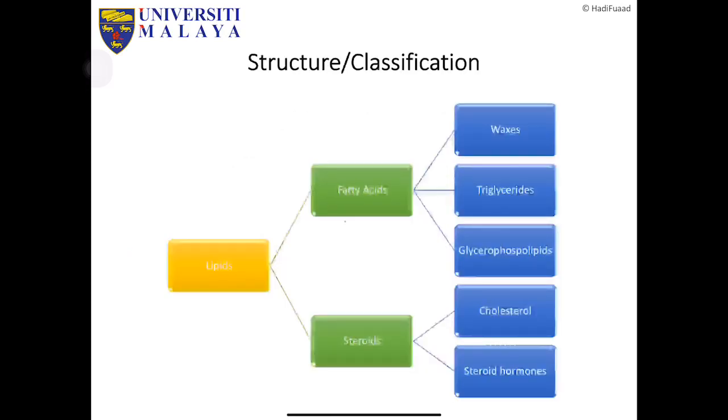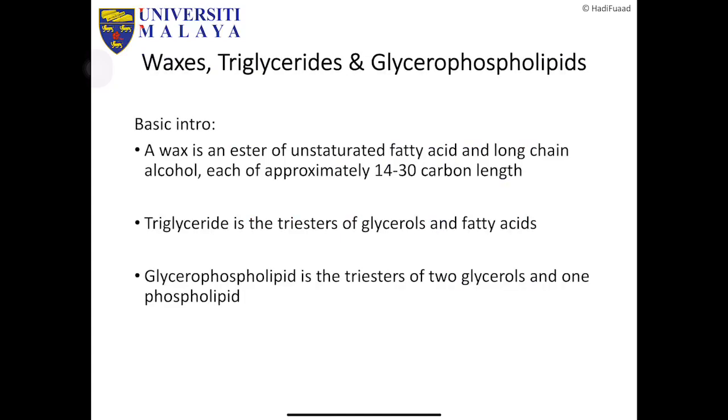All right, so we've looked at the general structure of fatty acid. Now we look at a more thorough example of waxes, triglycerides, and glycerophospholipids. So, a basic intro: a wax is an ester of an unsaturated fatty acid and a long chain alcohol, each of approximately 10 to 30 carbon chain length.